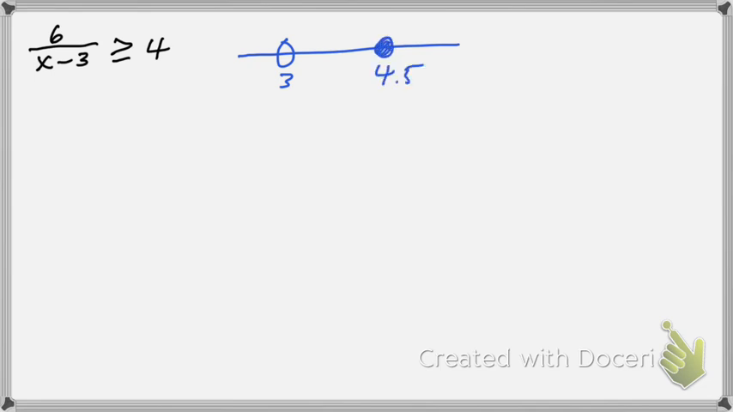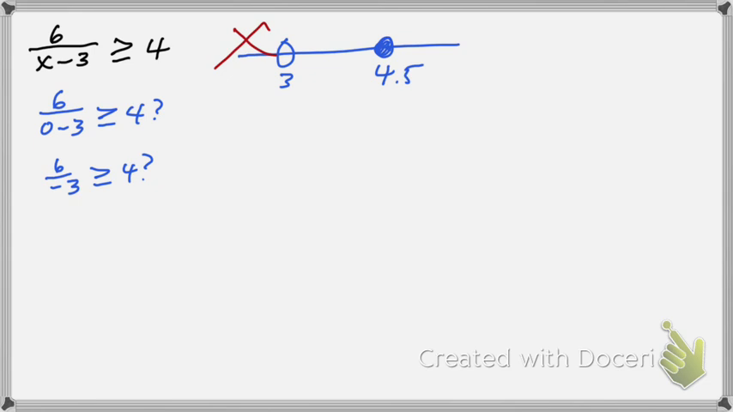and we start testing. So I need a number smaller than 3. 0 is good. So I've got 6 over 0 minus 3, is that greater than or equal to 4? That's what I'm testing. So I've got 6 over negative 3. Now I've got a negative number on the left-hand side, negative 2 as a matter of fact. That one doesn't work. So I know that's not good.